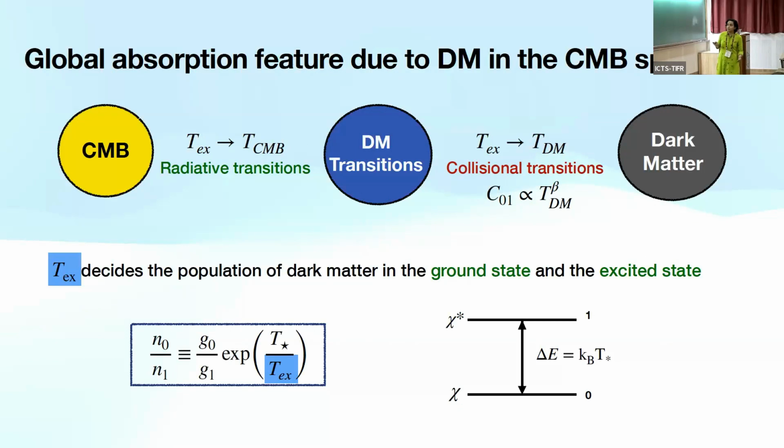Now, when we put this picture into our universe, where we have CMB as the background source and there is dark matter, these two systems now interact via these two state transitions. So if the radiative transitions dominate because of CMB temperature, then the population is going to be decided by the CMB temperature. Whereas if the dark matter inelastic collisions dominate, then the excitation temperature will be decided by the dark matter temperature. Now, this is going to lead to a global absorption feature in the CMB spectrum, which can be seen from this plot.